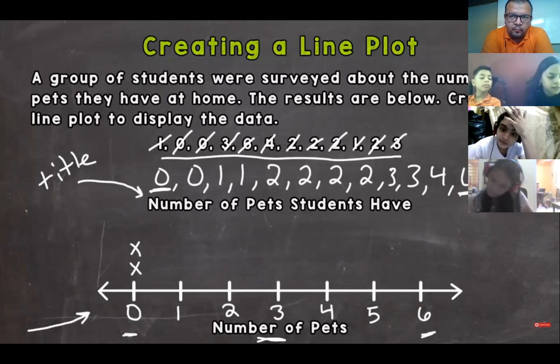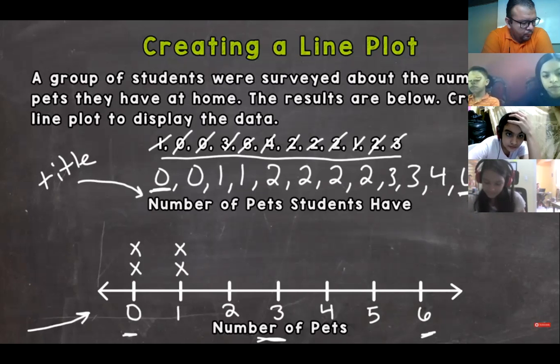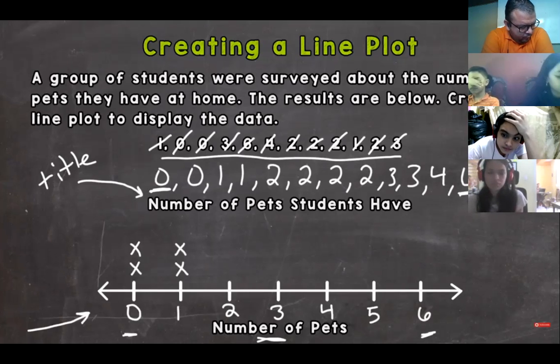Well, 2. See how I'm starting off my X evenly with the first X from 0? So they're both the same height, right? Because 0 and 1 both have 2 students that have either 0 or 1 pet at home, so they should be about the same size, which they are. How many students have 2 pets?